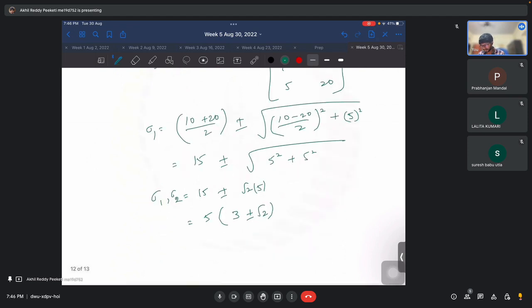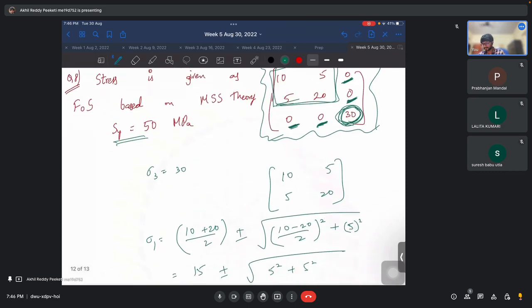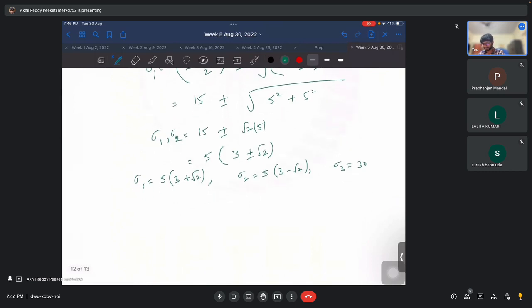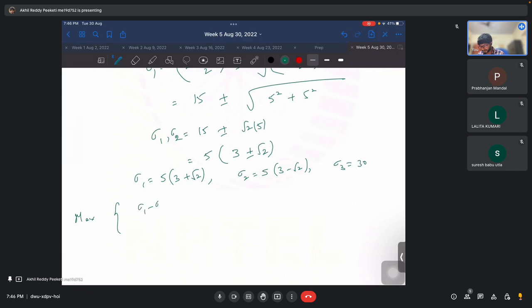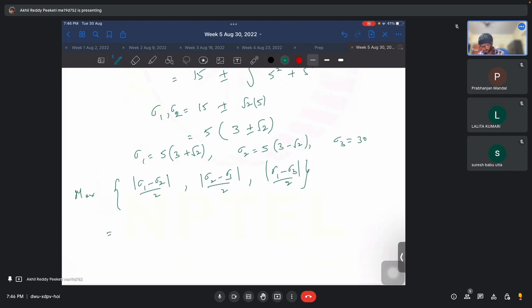Now you know sigma 1, sigma 2, sigma 3. So using the shear stress theory, what would it be? Again, you need to find the maximum of (sigma 1 minus sigma 2) by 2, (sigma 2 minus sigma 3) by 2, and (sigma 1 minus sigma 3) by 2. Okay. Whatever is maximum, that you should consider for the tau max.